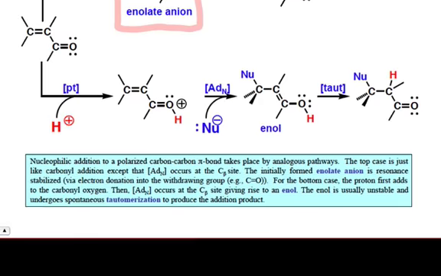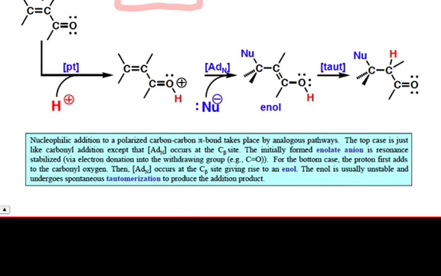Under acidic conditions, protonation will be very fast and very easy and will occur before addition of the nucleophile, which is typically weak under acidic conditions. Protonation of the carbonyl oxygen, which is again the most basic site in the alpha-beta unsaturated ketone, leads to an intermediate in which the LUMO energy has been lowered.